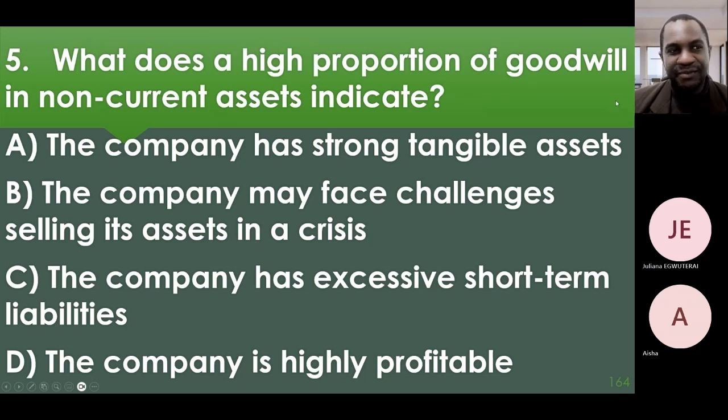All right. So, what does the high proportion of goodwill in non-current assets indicate? The company has strong tangible assets. The company may face challenges selling its assets in a crisis. The company has excessive short-term liabilities. The company is highly profitable. This question is tricky, I think. D, highly profitable. That's what I'll go with. Okay, A is going with D. J, what are you going with? D. Okay, you two are going with D.